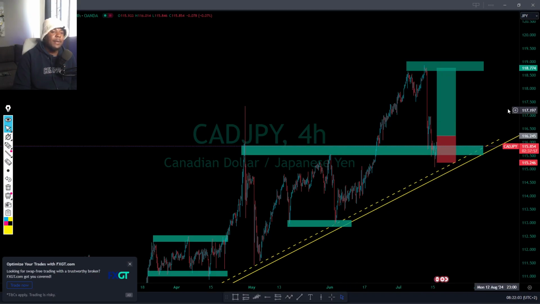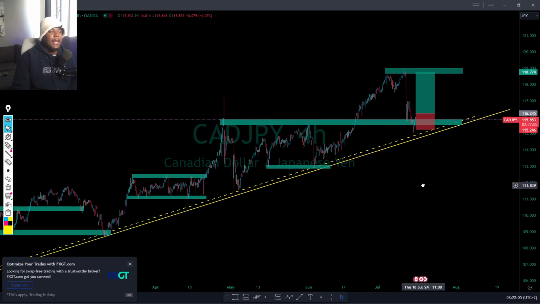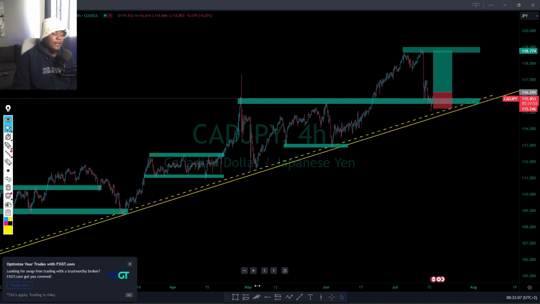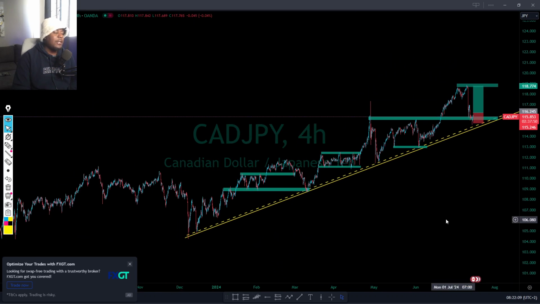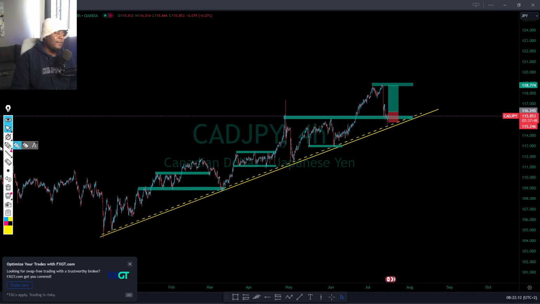So now we are back on CADJPY. As we know, CADJPY has been on a very nice bullish move, guys. It's been flying for quite some time, and this nice uptrend is still very, very strong. So the market actually reached this area of support again.